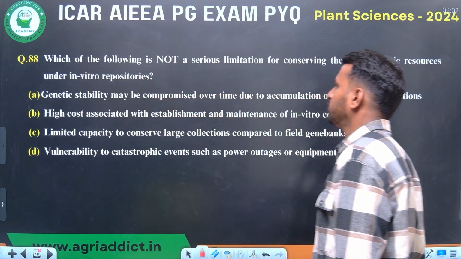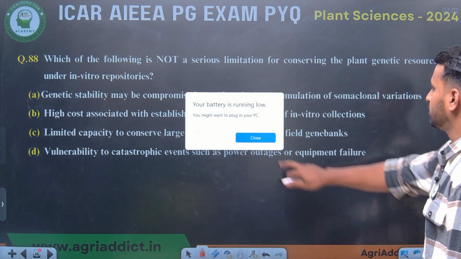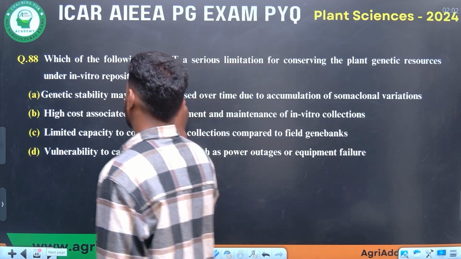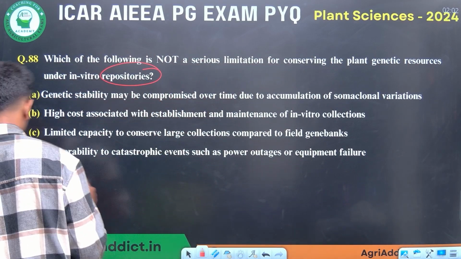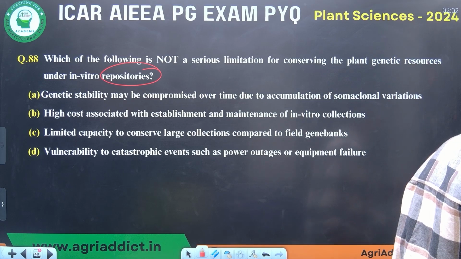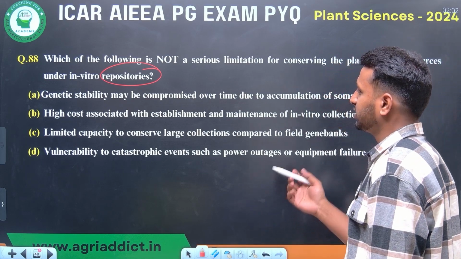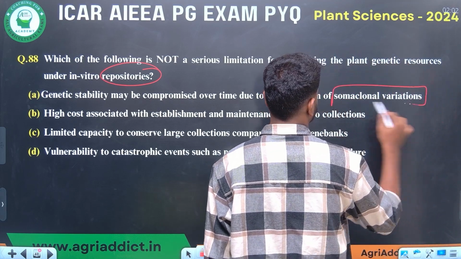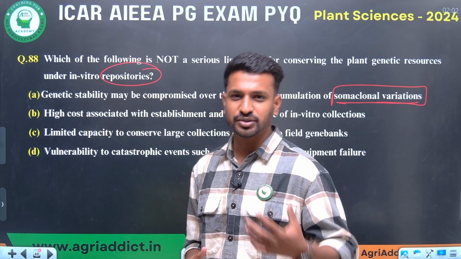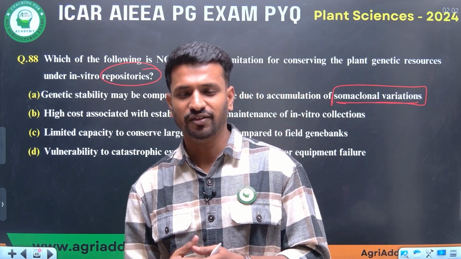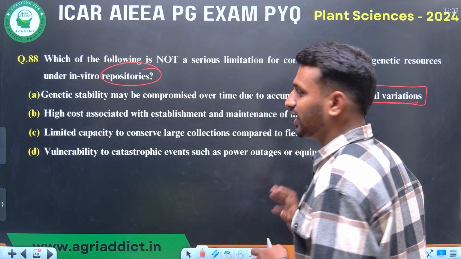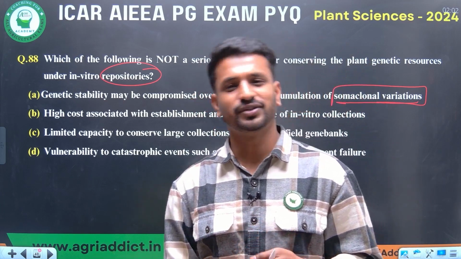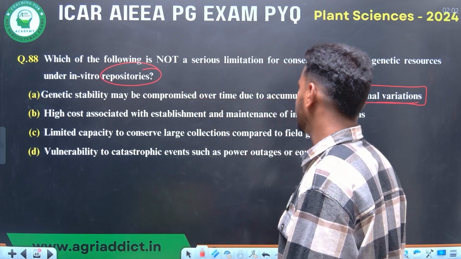Next one. Which of the following is not a serious limitation for the conservation of plant genetic resources under in vitro repositories? First one, the genetic stability may be compromised over time due to the accumulation of somaclonal variation. So this is true. See, when we are trying to regenerate the plants from tissue culture, if there are any variations, then the part which we are regenerating with the use of tissue culture will be of no use. So that's why this is a serious problem.